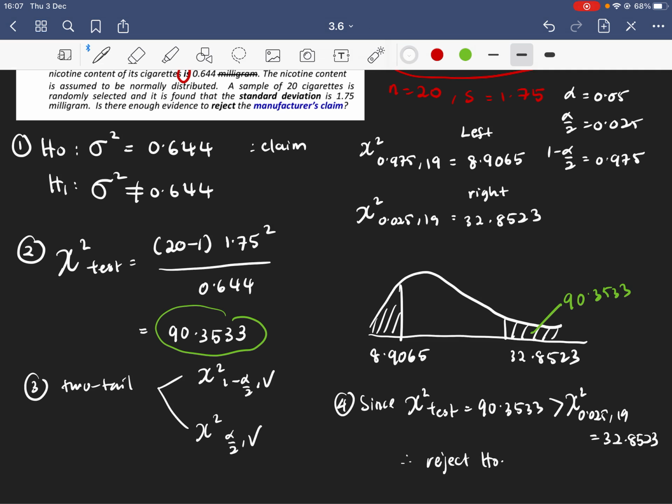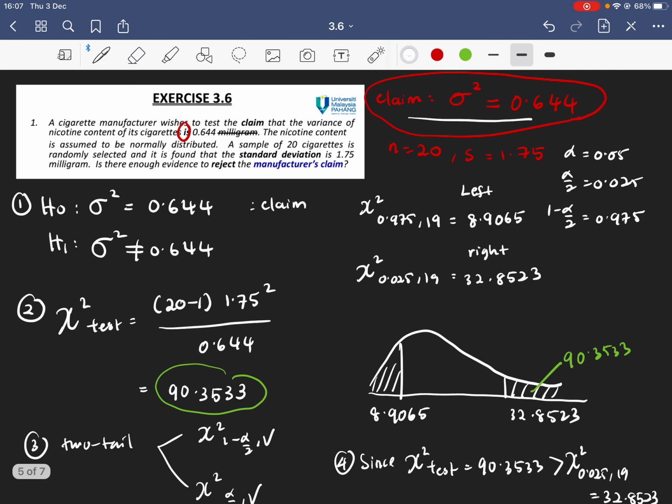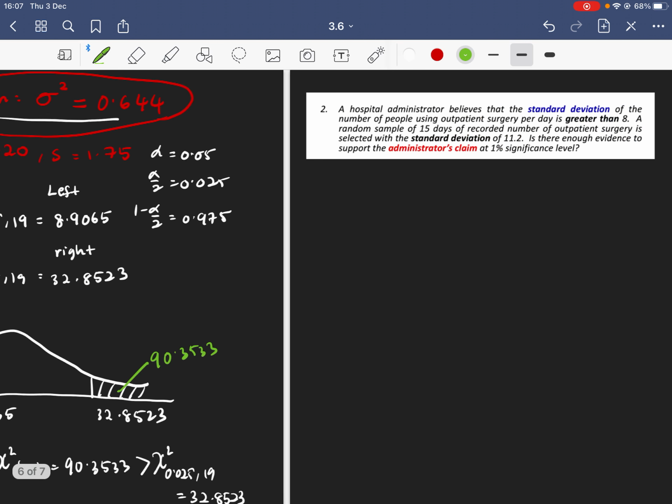reject H null. Okay, what will happen if you reject H null? Okay, now you reject H null. Oh, you reject the claim. Do you support the claim? No. So at alpha 0.05, there is not enough evidence to support the claim. So you reject the manufacturer's claim. Okay, done for number 1.